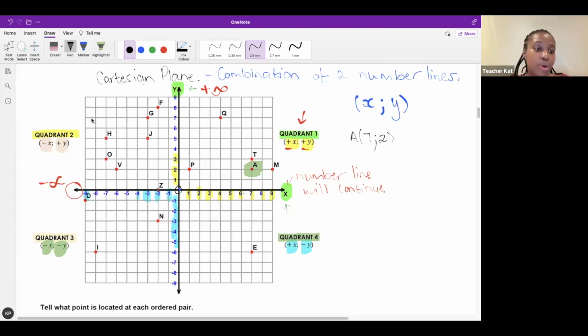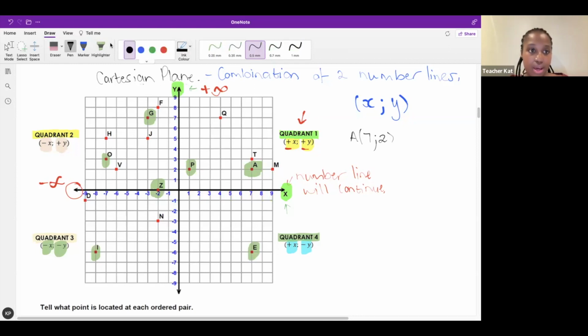I'm going to highlight a few points here for us to find their coordinates. We're going to find the coordinates of P, the coordinates of G. I'm going to erase all of this color stuff that I wrote here. The coordinates of Z, coordinates of I, O, and E. Now let's go on to the coordinates of P.